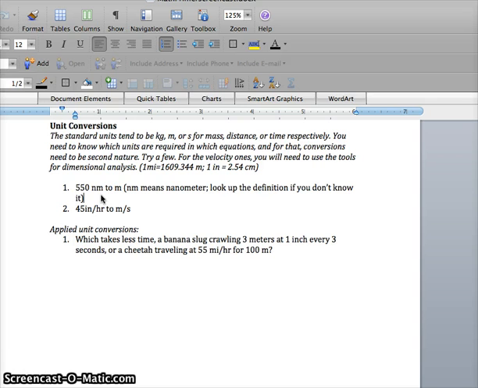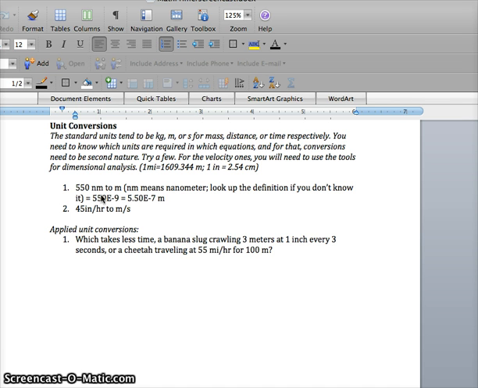550 nanometers is 550 times 10 to the negative 9. So 550 e negative 9. You can shift the decimal places over and you get 5.50 e negative 7 if you prefer. So for ones like that, and that's now in meters. So when you have something in meters, you have to record the units in your answer.